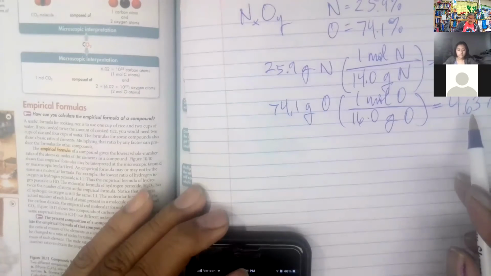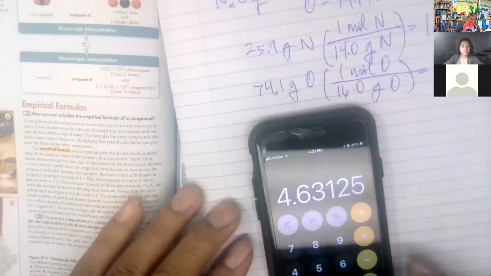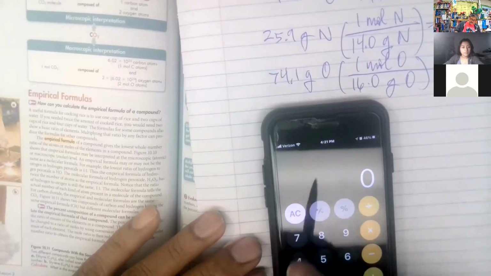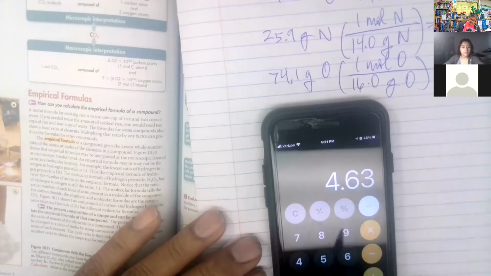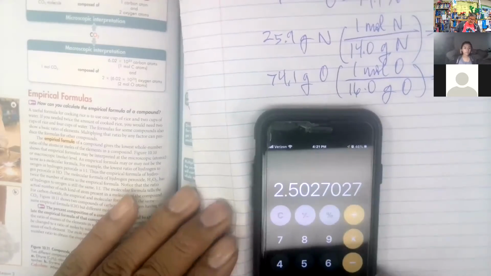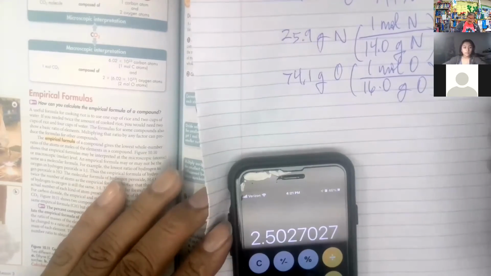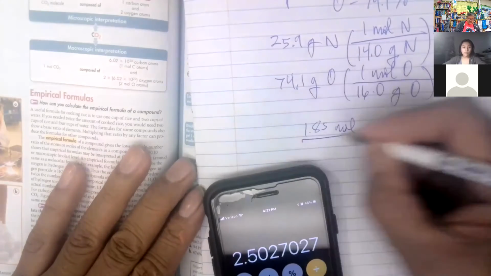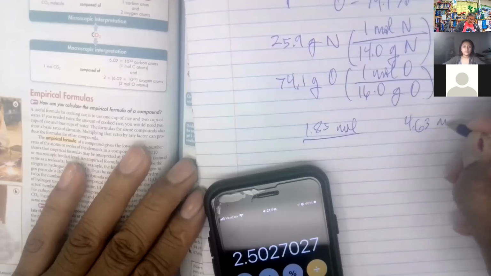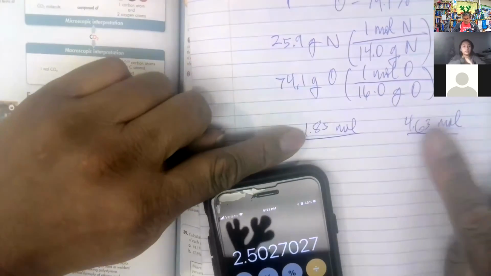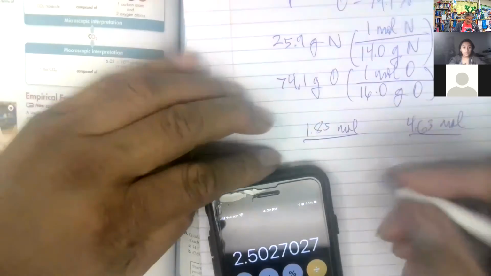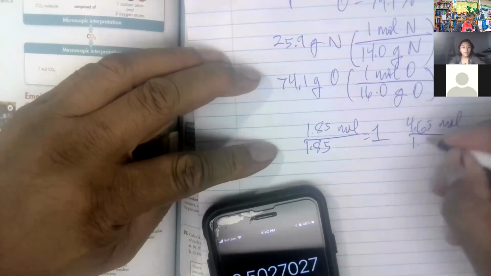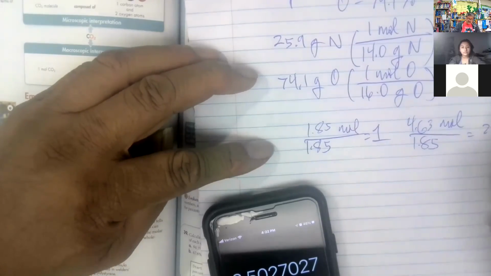If I divide both of them by 1.85, let's see what I get. 4.63 divided by 1.85 equals 2.5. Ooh, I can work with that. Right. So if I take 1.85 moles and 4.63 moles, and I divide both of these by the lower of the two numbers, which is 1.85, I get 1.85 divided by 1.85 equals 1. And then 4.63 divided by 1.85 equals 2.5.